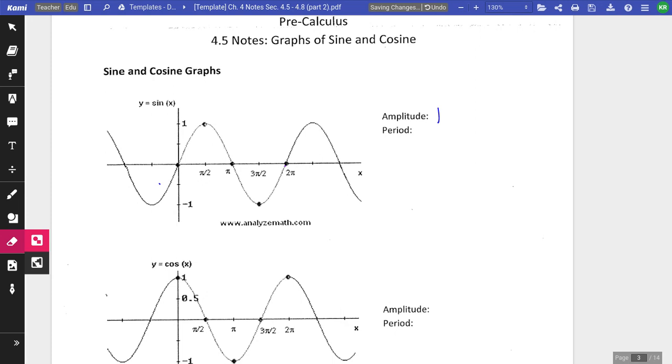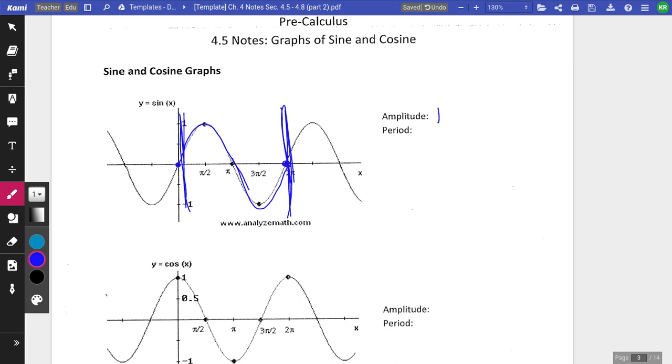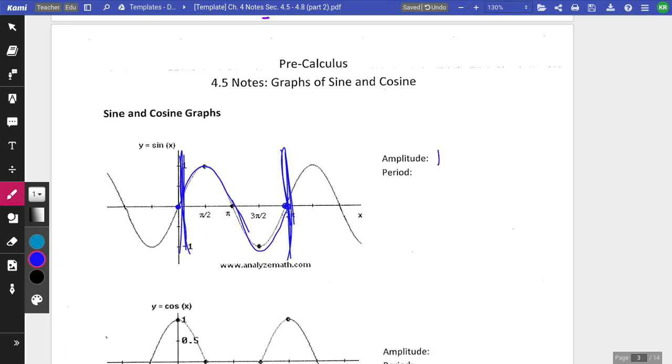Let's talk about period. Period is how much of the graph you need to see before it starts to repeat itself. Generally, I start at 0 just because it's an easy place to start. Your graph goes up, down, comes back up. You are back to 0 right there. After that, this section just gets repeated. So you would need to see this much of your graph before it copies itself. This distance, 0 to 2 pi, is a distance of 2 pi. So the period for the sine function is 2 pi.